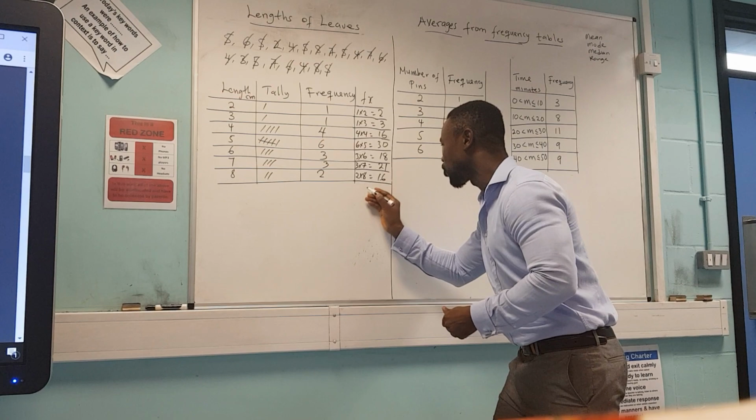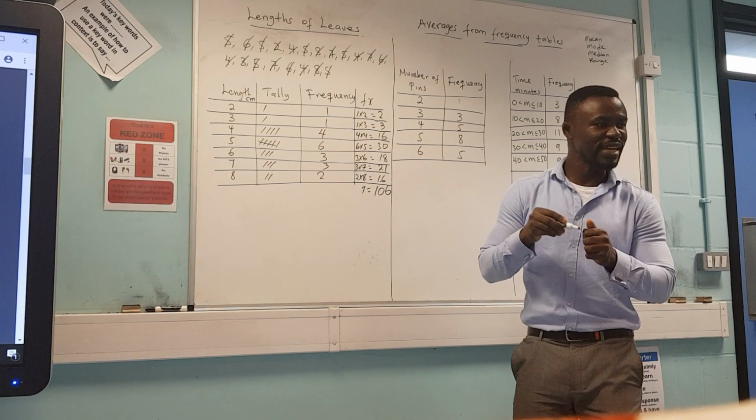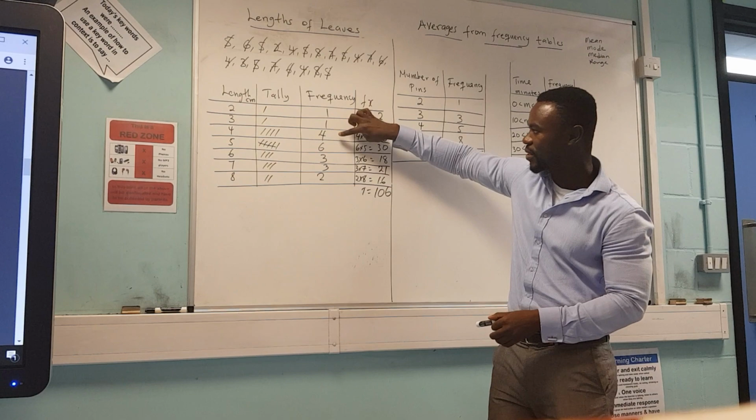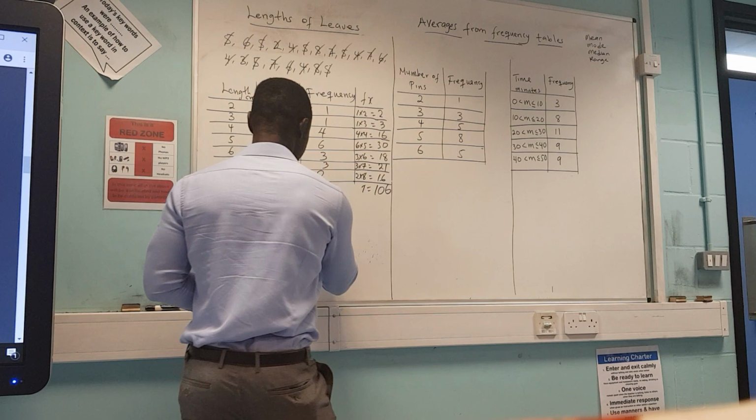Then the mean says divide by how many numbers were there all together. So here tells you how many numbers were there all together. So 1 plus 1 is 2, plus 4 is 6, plus 6 is 12, 15, 18, 20. So here our total equals 20.